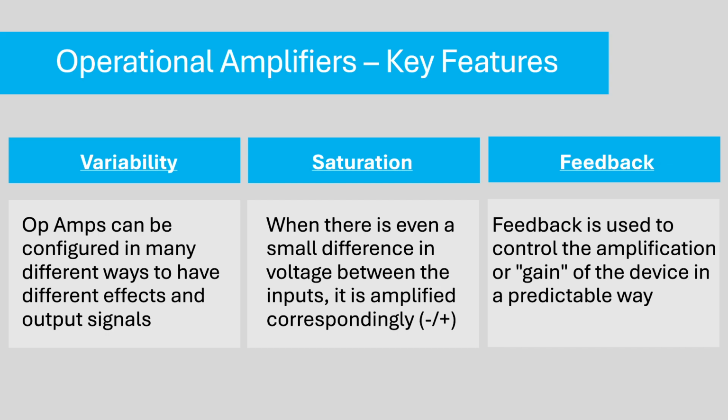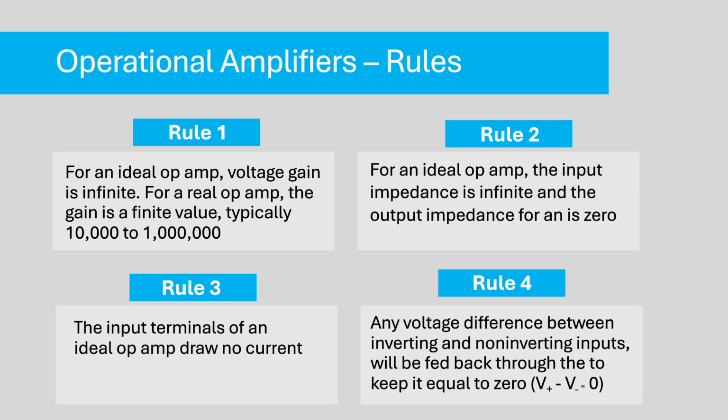When I was doing the reading, there were a number of rules that they mentioned, and so I thought those would be important to bring up in the presentation. They're just good ways to think about operational amplifiers. The first rule is for an ideal operational amplifier, which obviously doesn't exist in the real world, but it kind of shows what would happen.